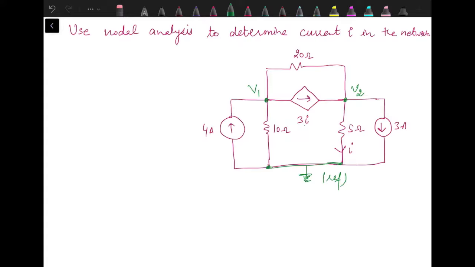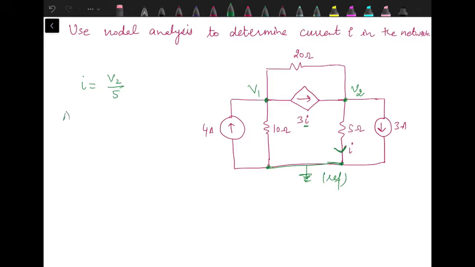Now next step is we need to express the controlling quantity in terms of node voltages. So what is the controlling quantity? Current I is the controlling quantity, since it is a current controlled current source, or current dependent current source. The value of I in terms of node voltages: it's flowing away from node 2 towards reference. It's the current through the 5 ohm resistance, so it will be the potential difference divided by 5, V2 minus 0 by 5. So it's V2 by 5.